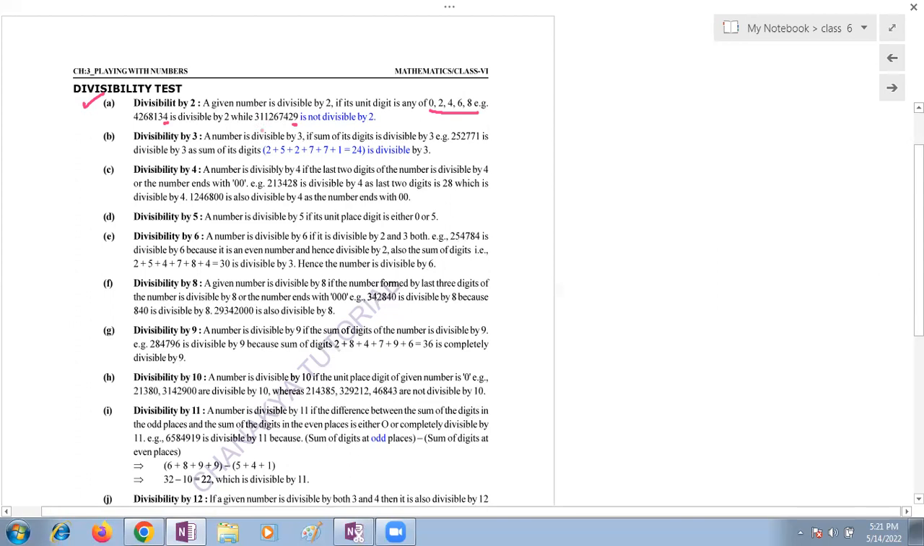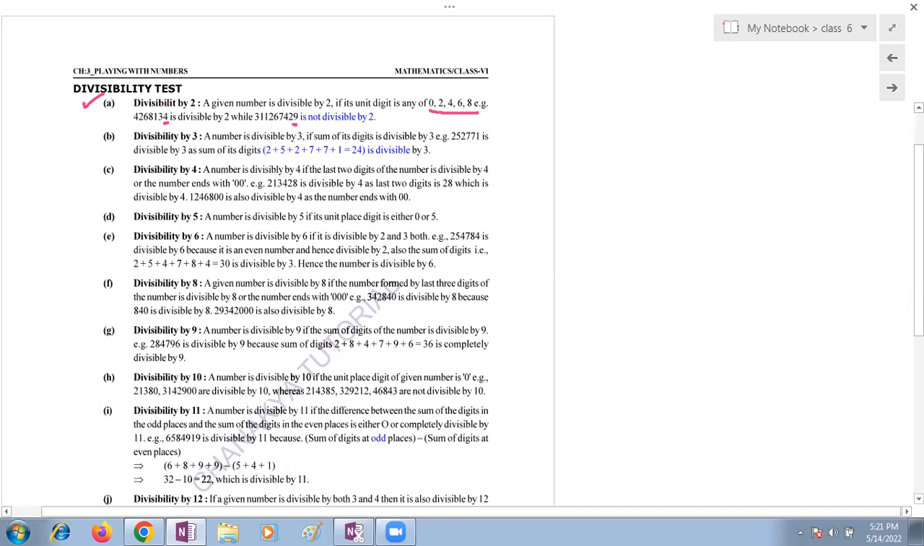Ma'am, it's 31 crores. Yes, very good. 31 crore, not crores. 31 crore 12 lakhs. Yes.